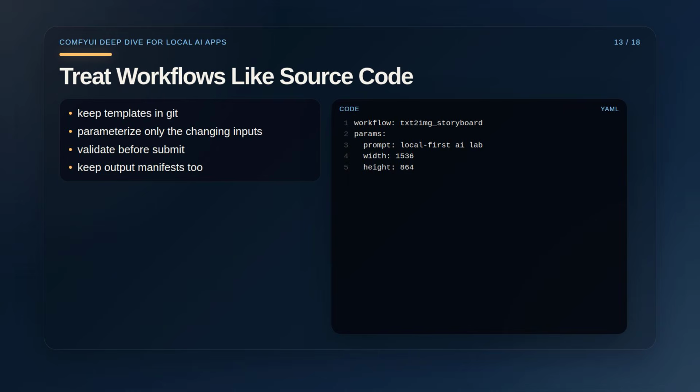Once you start integrating ComfyUI, treat workflows like source code, not like fragile canvas state. Keep them in Git. Decide which inputs are fixed and which are parameters. Map product terms like prompt, seed, or size to specific node IDs. Then log what you ran. That gives you reproducibility and makes the system easier for teammates to understand.